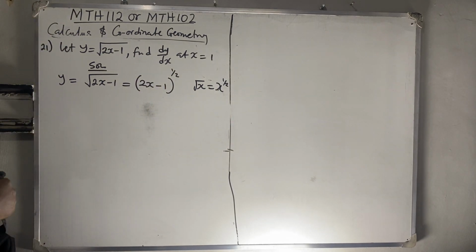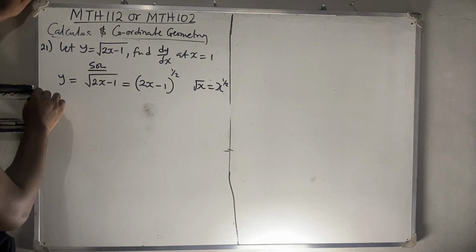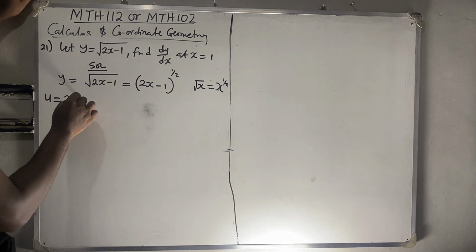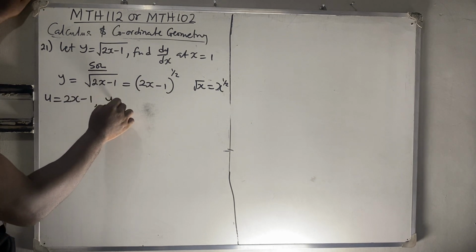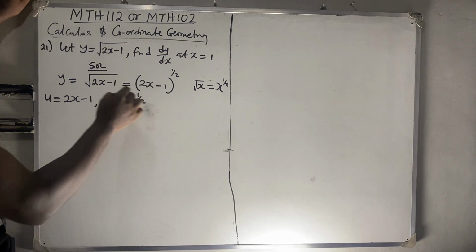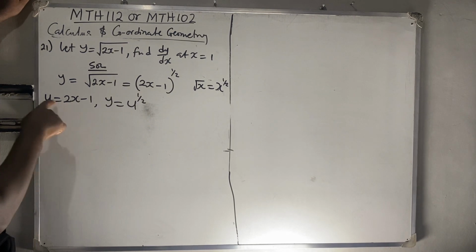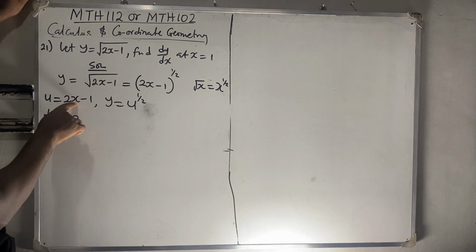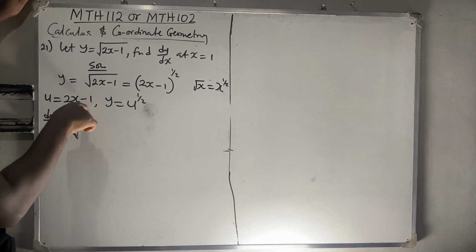So now to solve this, I'm going to use both the shortcut and the normal method. For the normal method, I'll say let u be equal to the one in the bracket, which is 2x minus 1. Therefore, y will now be u raised to power half. So these two will give me du/dx. du/dx is to differentiate this, which is just 2. Differentiation of 2x is 2. Differentiation of minus 1 is gone.